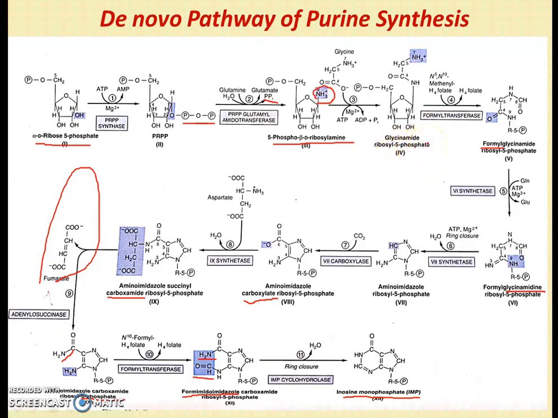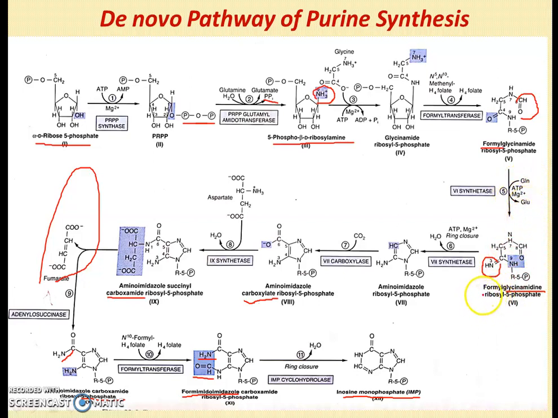This glycinamide ribosyl 5-phosphate is later converted into formyl glycinamide. That means the formyl group is added to the glycine, thereby forming formyl glycinamide. Later it is converted into formyl glycinamidine. Glycinamidine means here this amino group is added to the glycine. That is why it is called formyl glycinamidine ribosyl 5-phosphate. We will see the enzymes later. Here, this amide group is donated by glutamine, where it is converted into glutamic acid.